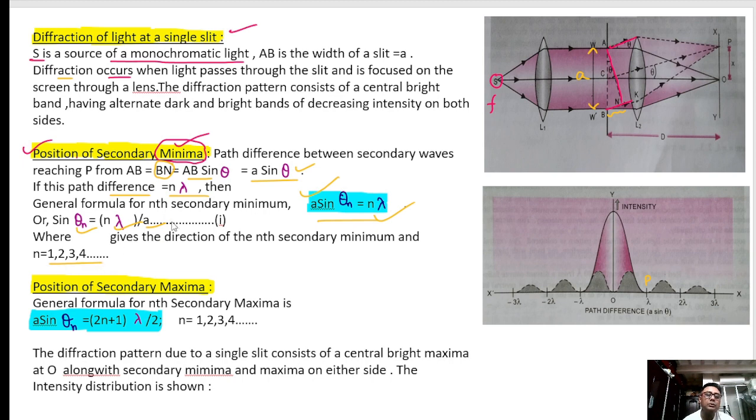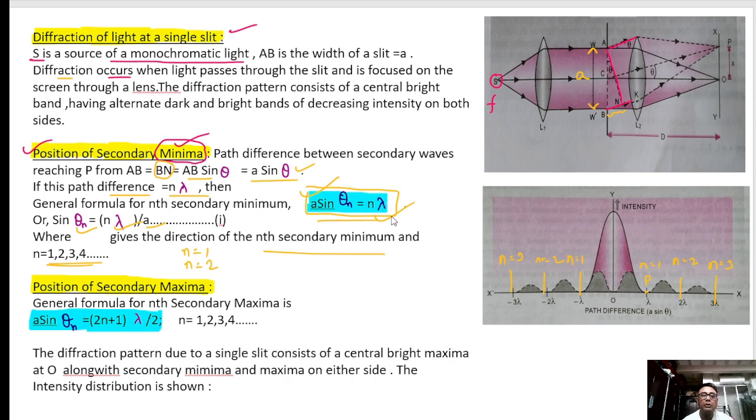Now where n equals 1, 2, 3, 4, that means for the first minima we will put n equal to 1. For the second minima we will put n equal to 2. So this is n equal to 1 for the first minima, and this is also n equal to 1. For the second minima, n equal to 2 on both sides. For the third minima, as you can see here, n equal to 3. That means for the nth secondary minima, this is the formula for the minima condition, and putting n as 1, 2, 3, 4, we will keep getting the positions of the minima.